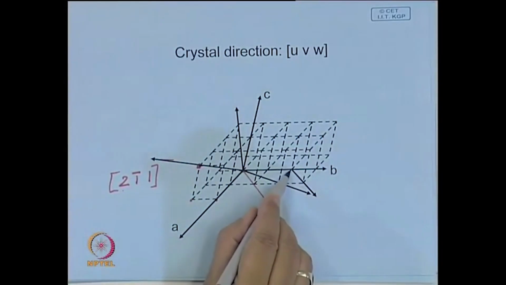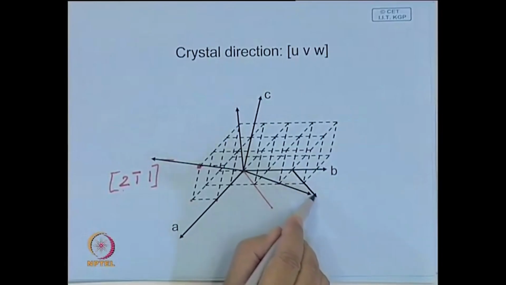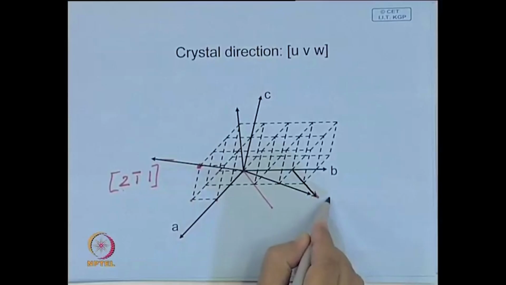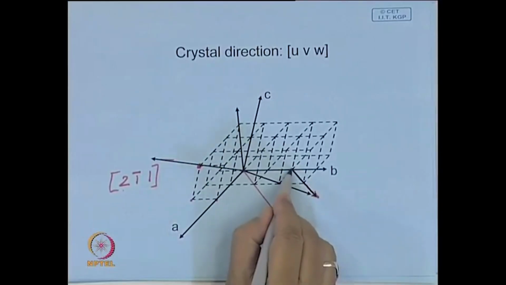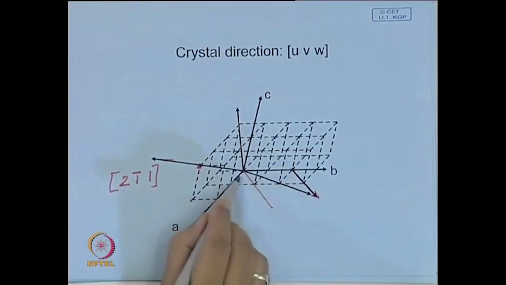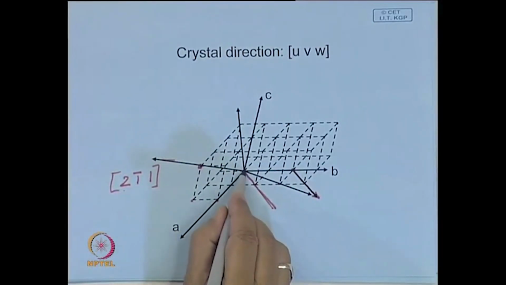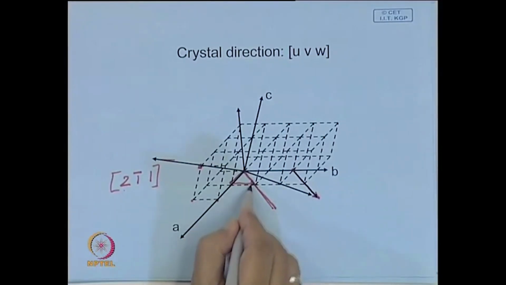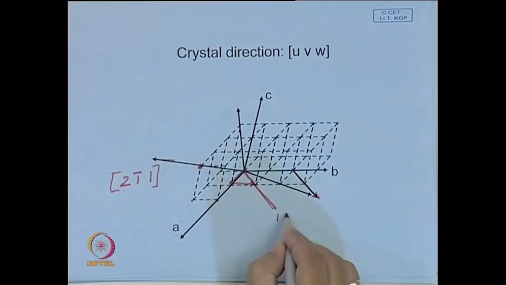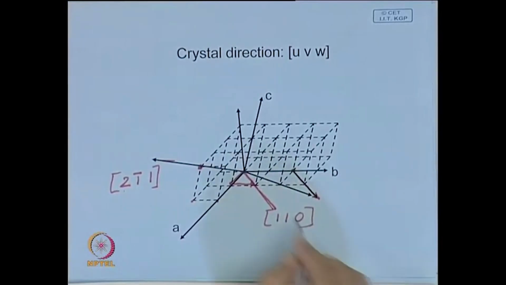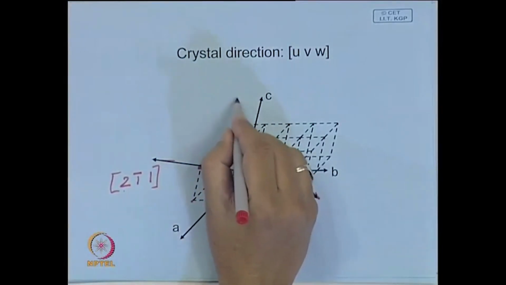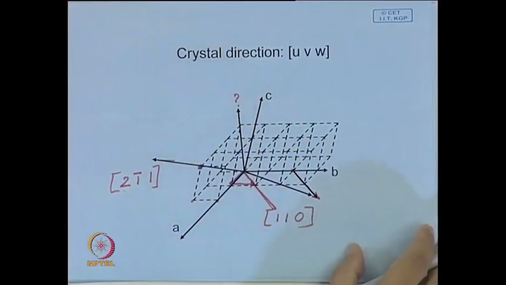In certain cases, maybe you are interested to know what is the indices of this direction. In that case, it is not passing through the origin. What one has to do is draw a line parallel to this passing through the origin, which is shown here. And now you go one unit along A, one unit along B. So, you call this 1 1 0. You try to find out the indices of this direction.